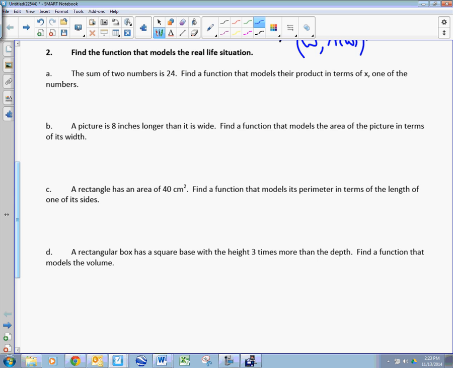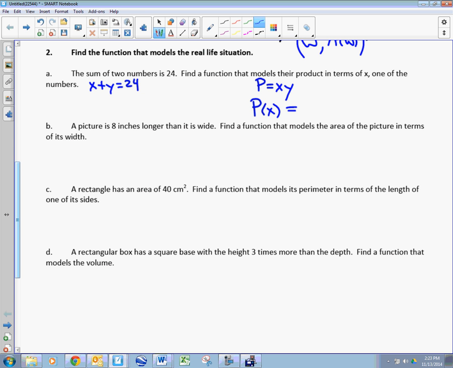It says find the function that models the real-life situation. The sum of two numbers is 24. Somebody give me an equation. Sum of two numbers is 24. X plus y is 24. Now it says find a function that models their product. Product is equal to what? What's their product? X times y. So it says it wants a product in terms of x. Product in terms of x is equal to something. I just want x. I don't want y in the problem.